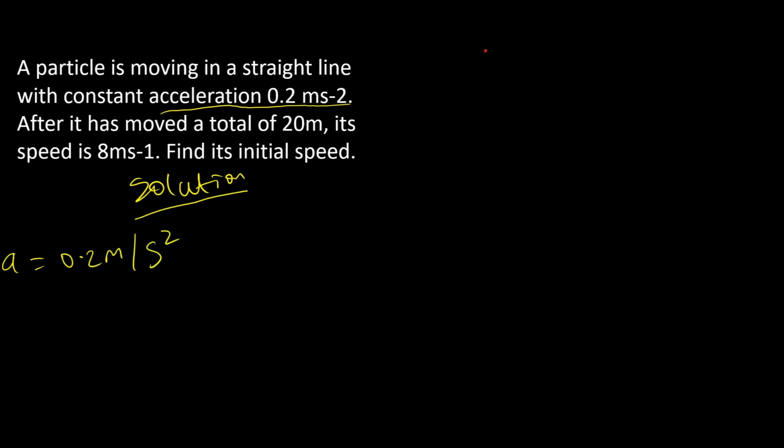And after it has moved a total of 20 meters, that is our distance, s is 20 meters. Its speed is 8 meters per second. Find its initial speed. So since you are looking for initial speed, which is u, our final speed therefore is 8 meters per second.